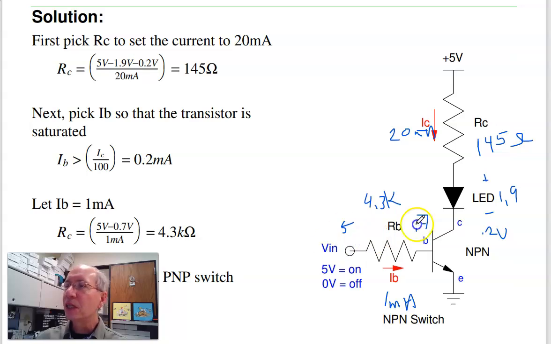Now when I build this, that 145 ohms is kind of important. That sets the current. The 4.3K isn't that important. The 1 milliamp, there's a lot of room for slop. Anything bigger than 0.2, less than 12 works. So if I don't have a 4.3K resistor, 4K works, 5K, 3.3K, anything in that ballpark is close enough.